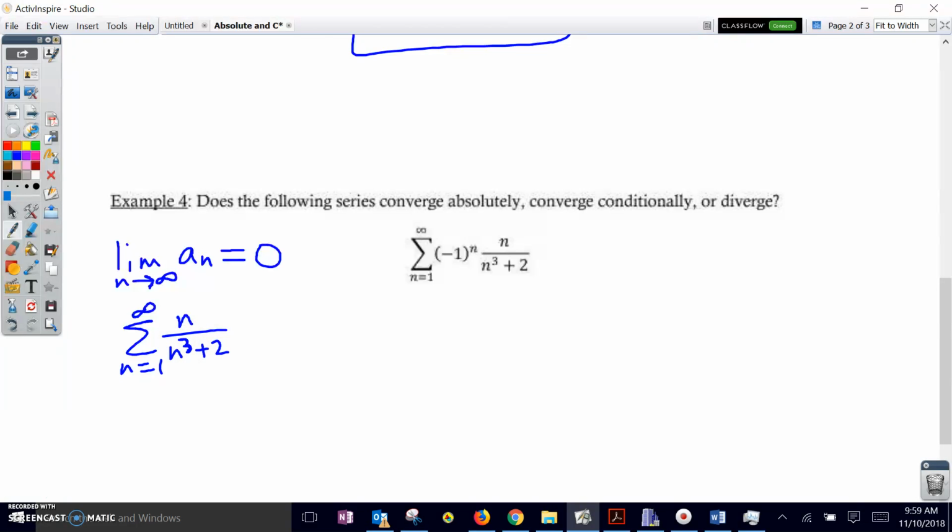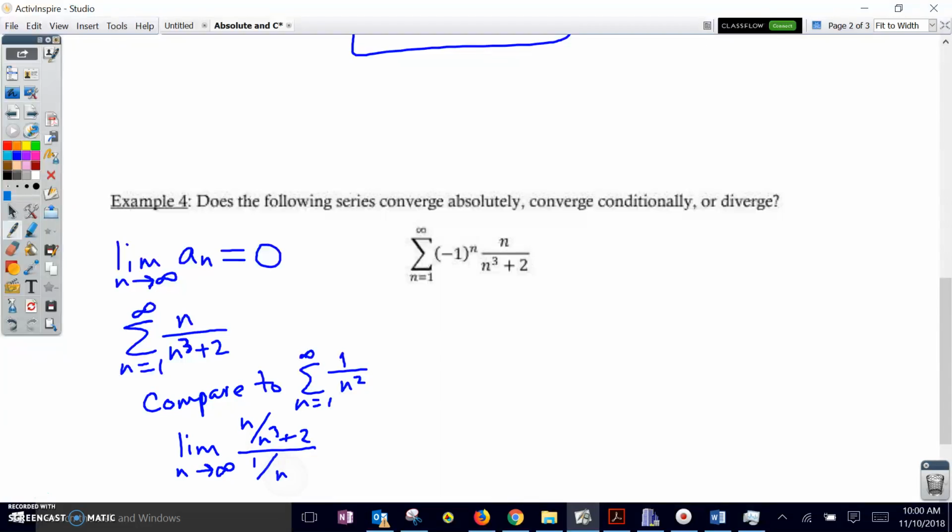All right. And I need to determine now if this series converges. And I have a whole tool shed full of tools to help me determine this. I'm going to compare this to the sum from 1 to infinity of 1 over n squared. And using limit comparison, the limit as n goes to infinity of n over n cubed plus 2, over 1 over n squared, is equal to 1, which is a finite non-zero value.